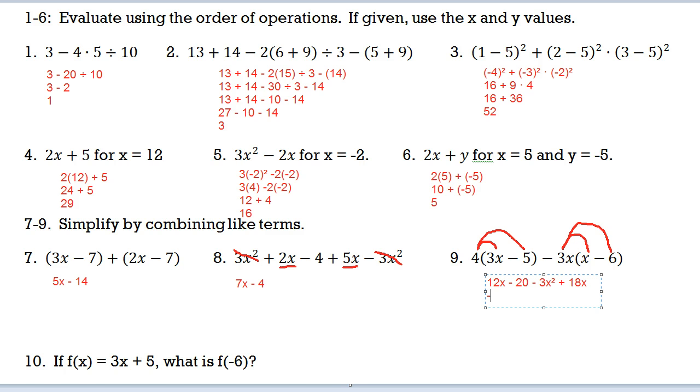So as I write my final answer, I'm going to start with the -3x squared. Then I'm going to combine my x's. So you start with the squared term, then you go on to the regular x's. 12 of them plus 18 of them is 30 of them. And then just that plain old number at the end, that -20. So -3x squared plus 30x minus 20.